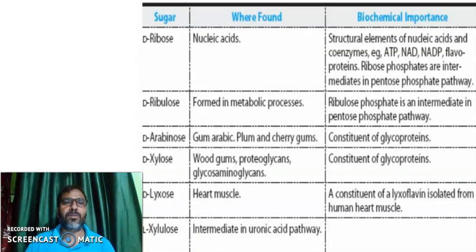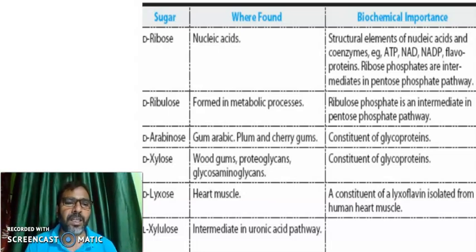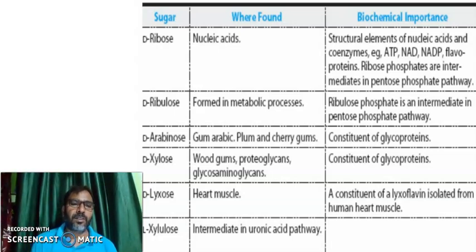Now the sugars found and their biochemical importance. D-ribose, in nucleic acid; ribulose, formed in metabolic processes; D-arabinose, in gum arabic, plum and cherry gums; D-xylose, in wood gums, proteoglycans and glycosaminoglycans; D-lyxose, in heart muscle; L-xylulose, an intermediate in the uronic acid pathway.